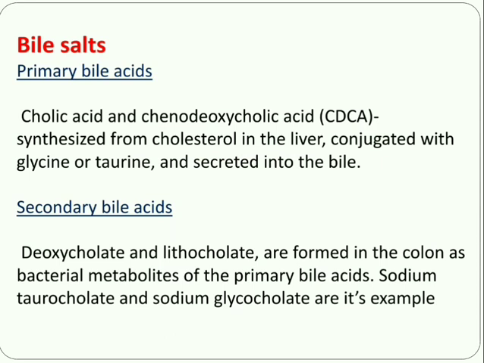Secondly, we have secondary bile acids. These are deoxycholate and lithocholate, which are formed in the colon as bacterial metabolites of the primary bile salts. Sodium taurocholate and sodium glycocholate are examples.